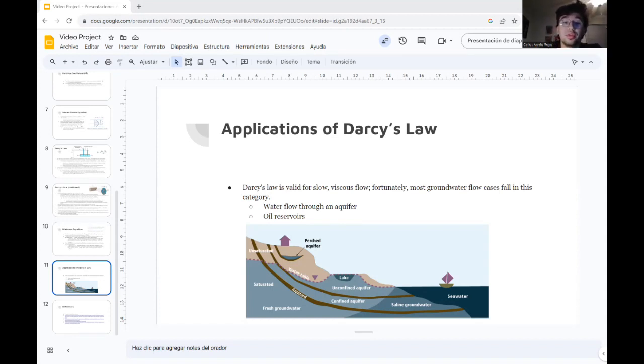Thus, this law is used to describe oil, water, and gas flows through petroleum reservoirs. If we're speaking about an oil reservoir, the volumetric flux through the reservoir will be smaller for more viscous or heavier oils compared to lighter oils. Once again, Darcy's law was used to obtain this information, which ultimately allows engineers to determine the fluid flow.